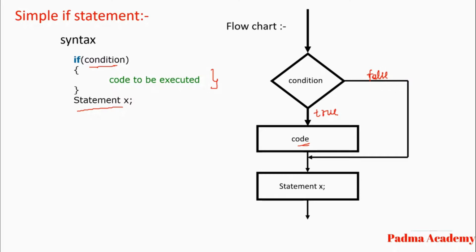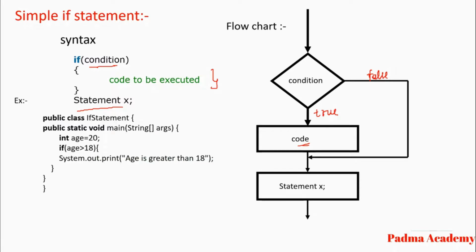So let us discuss one example over here. This is the example: public class IfStatement. IfStatement is the class name, and it is also the name of the file, because in Java it is necessary that the class name and the file name must be the same, and the first letter of the class name should be capital. That is, here our I is capital. Then public static void main, this is the main method of Java, and in this we have String args, which is for the command line argument.